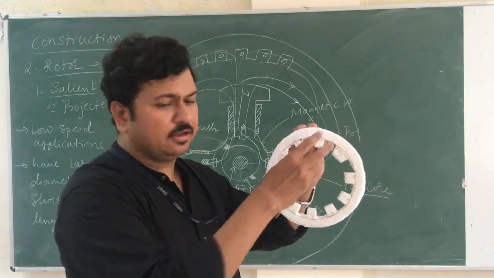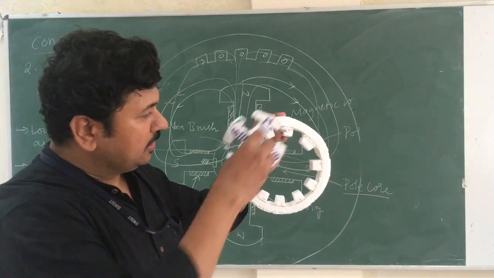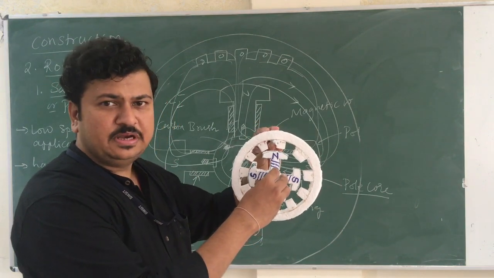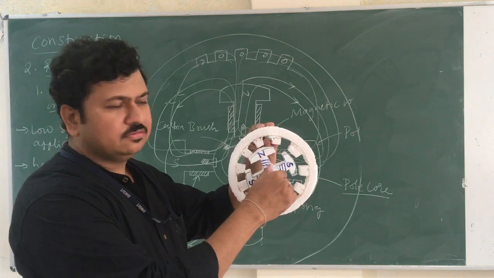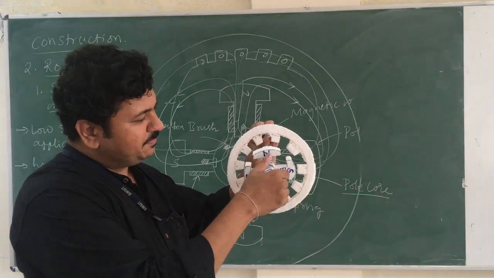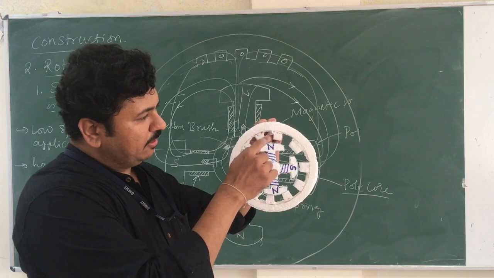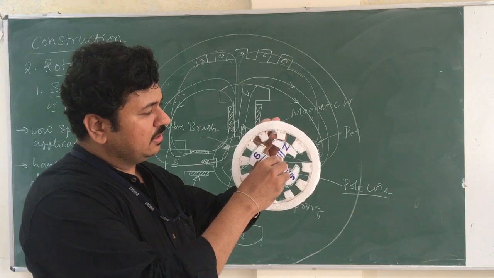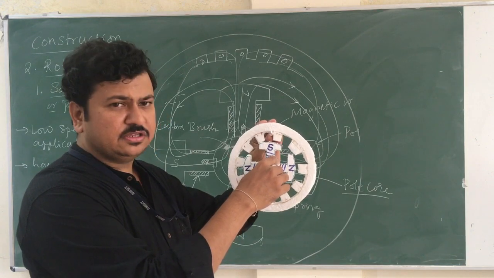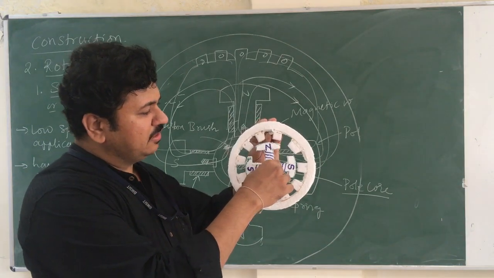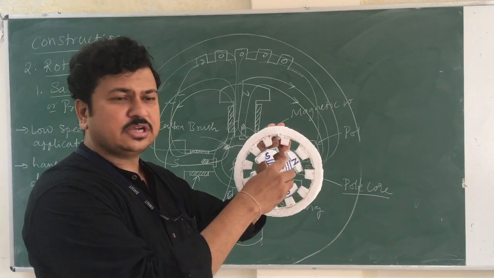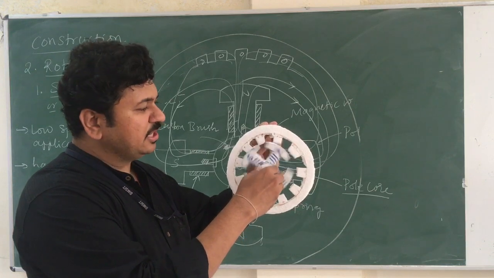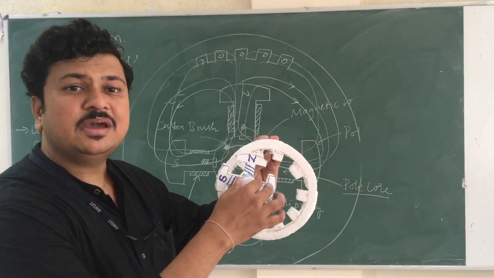I have placed a conductor. The conductor is stationary and I have placed a magnetic field or field system and I give the rotation. Now see, with respect to this conductor, now the conductor is under the influence of north pole. When the rotor rotates, now it is under the influence of south pole. Again it comes under the influence of north pole, south pole. This is continuous. As long as the rotor rotates, the conductor is experiencing the change in magnetic flux.